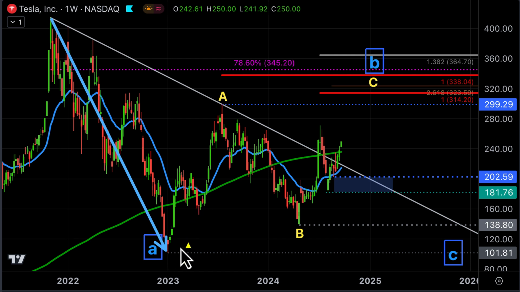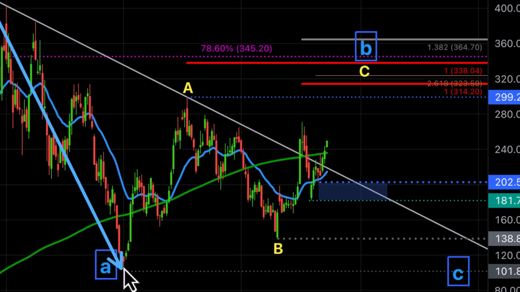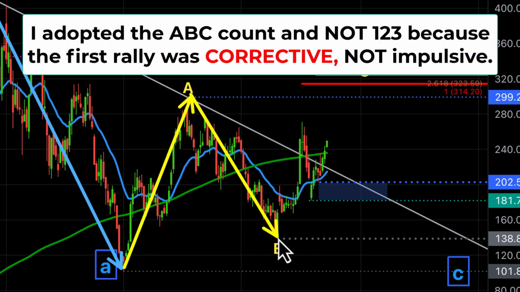Then we started the A wave, the smaller A wave of the larger B wave, in blue. So this was the smaller degree A wave. Then we had the B wave retracement here in yellow. So A, B in yellow. And now we're likely starting the C wave.